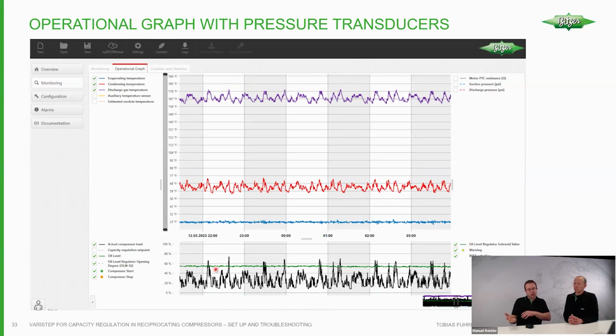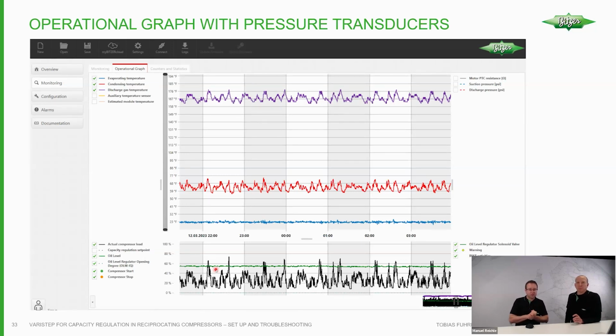This also shows the VARISTEP compressors have a very low oil carryover rate. In this case, it didn't call for oil. It lived with the oil that it got from the suction line. So this is also, with the Eco line, quite a good achievement of what Bitzer made.